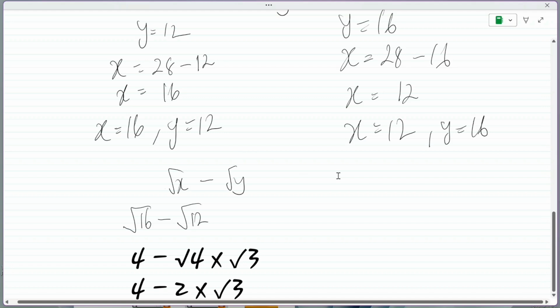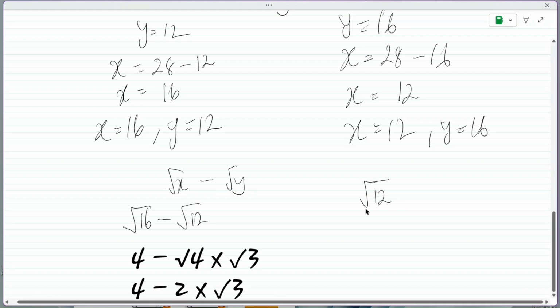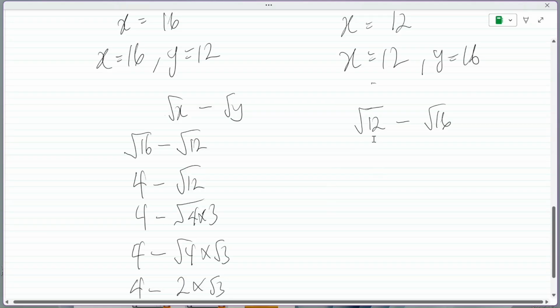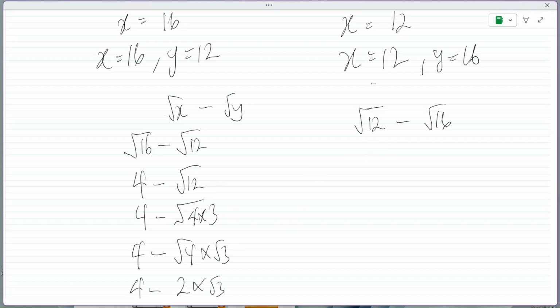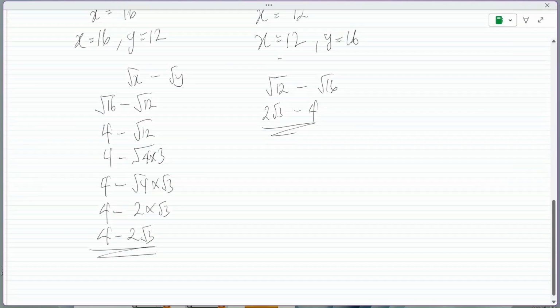For the second one, using our assumed square root, where we have our x to be 12 and our y to be 16, we have square root of x here is 12, square root of 12 minus square root of 16, because our y here is 16. This is surds in its single form, and it can be converted to its basic form. From the one we just solved, root 12 is the same thing as 2 root 3, minus square root of 16 or root 16, which is 4. Our second answer is 2 root 3 minus 4. So our two answers are 4 minus 2 root 3 or 2 root 3 minus 4.